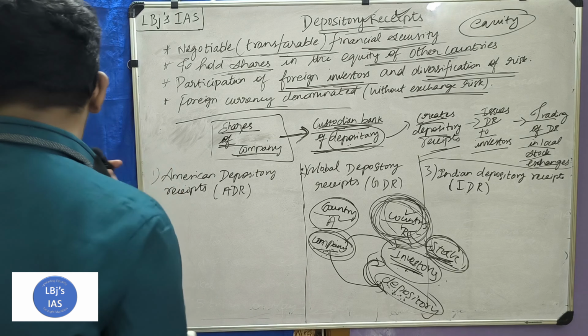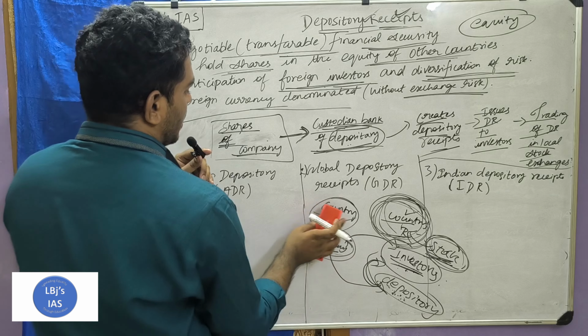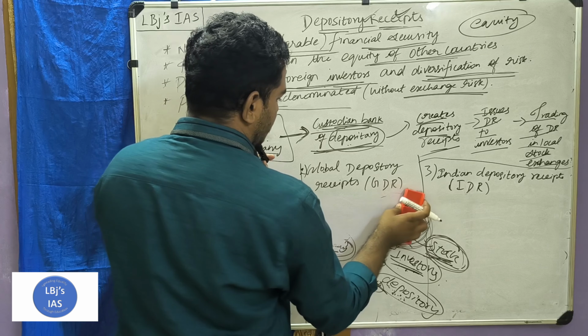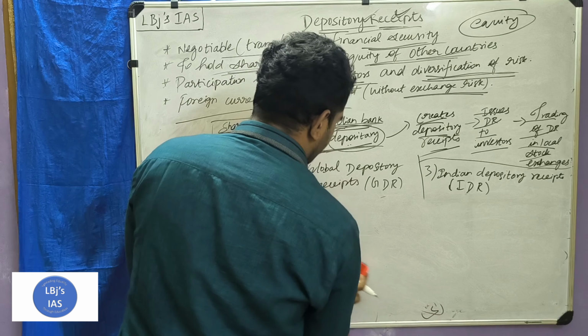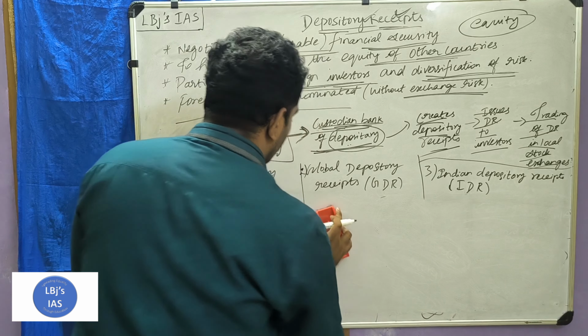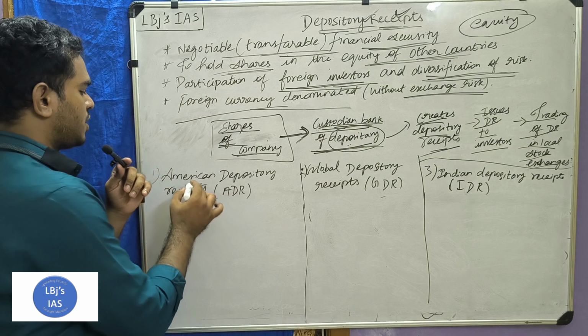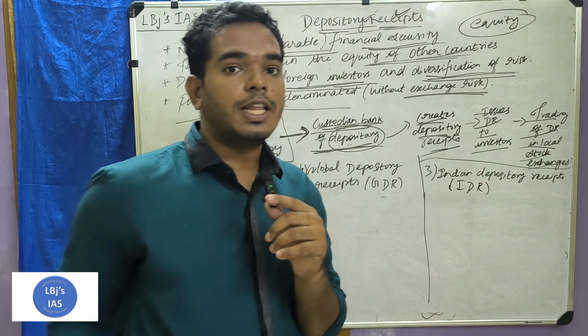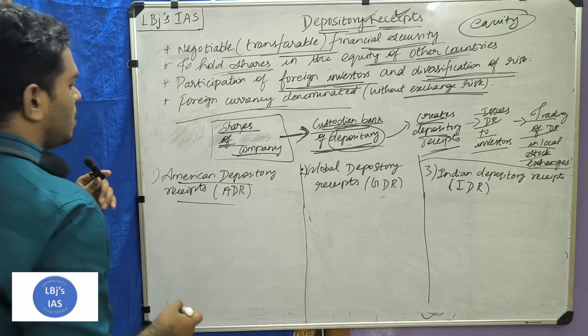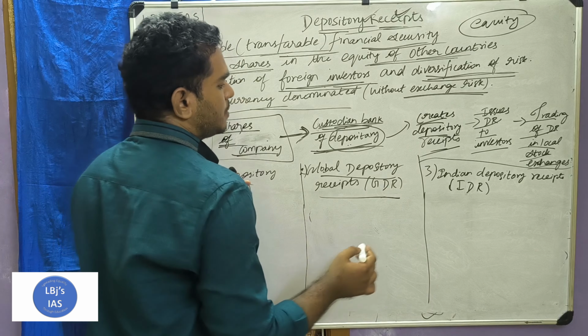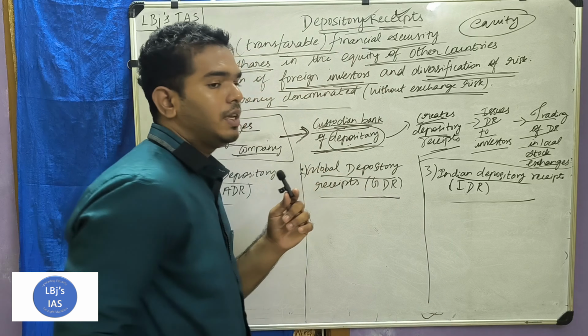The depository receipts are classified into three major types. The first type is American depository receipts. Next are the global depository receipts and the Indian depository receipts.